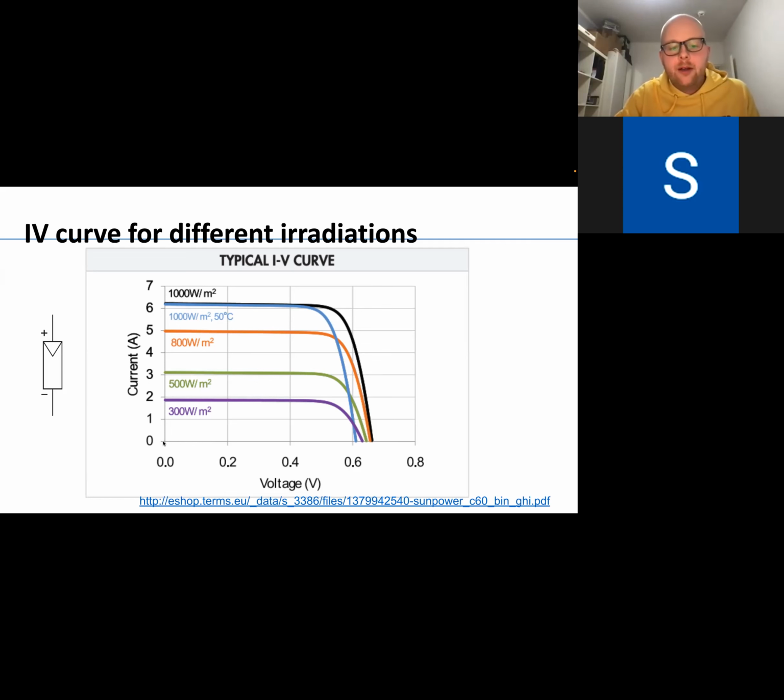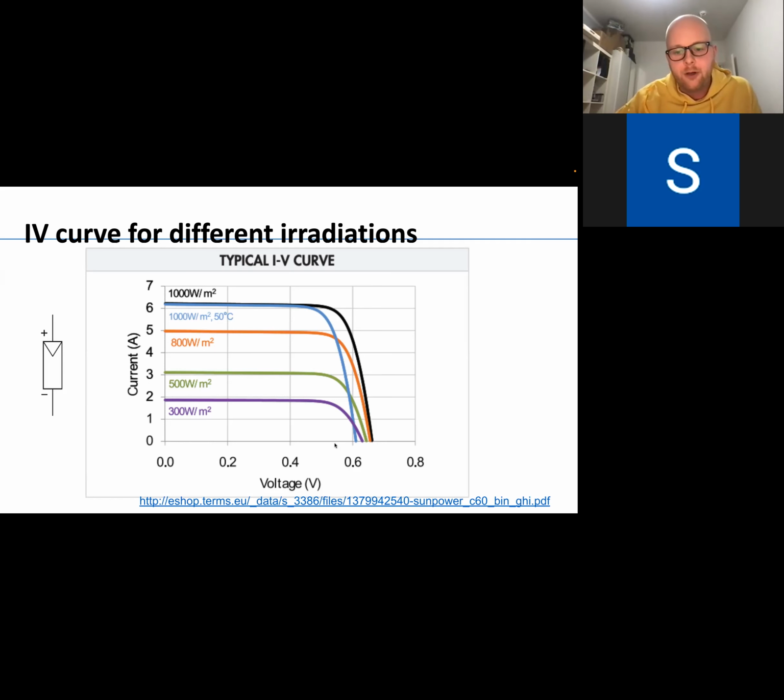But the power you get out of the cell is the product of current and voltage. So if you would take one point on the graph, you can make a little square underneath it. And the area of that square is the amount of power.